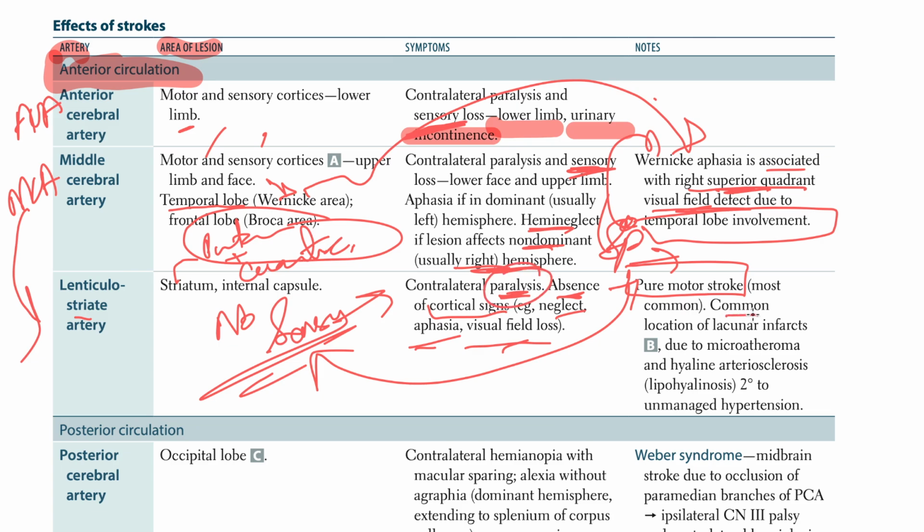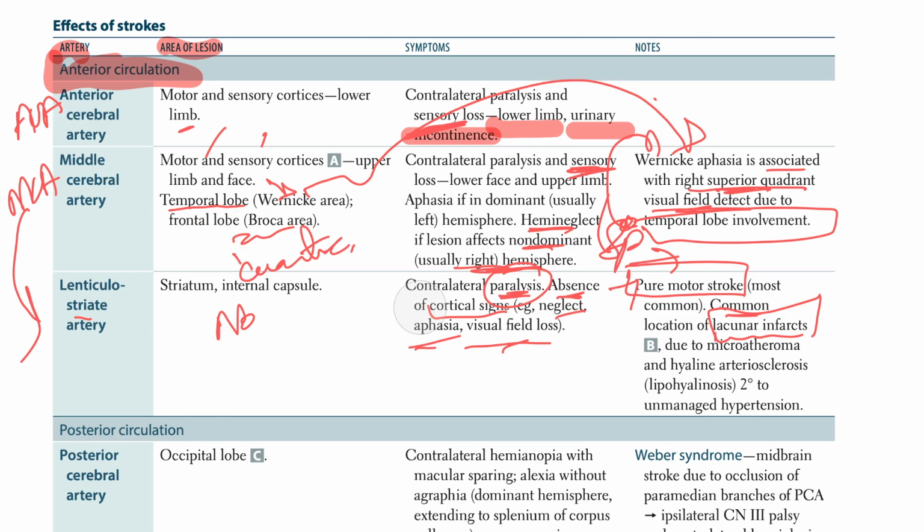Common location of the lacunar infarcts, high yield. These deep structures of the brain are common for lacunar infarcts. Why does this happen? Well, it is due to microaneurysm formation and hyaline arteriosclerosis, which is also known as lipohyalinosis.